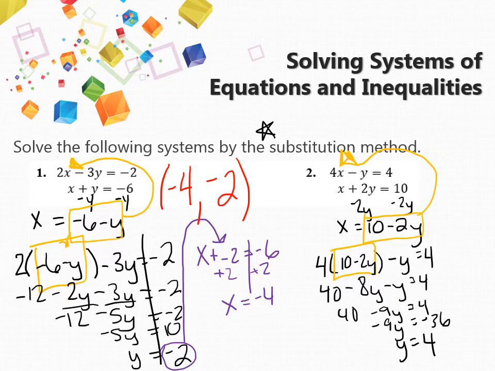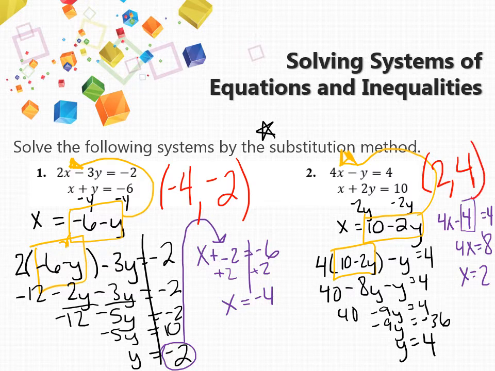Now, to find my x value, I'm going to plug that in for the y value on either equation. So this time I'm going to use the first equation. So 4x minus, instead of y, I'm replacing it with a 4 equals 4. I'm going to add 4 to the other side. I'm going to divide by 4. And for my answer, I get a clear 2, 4.